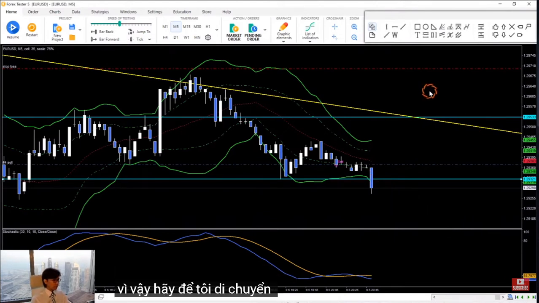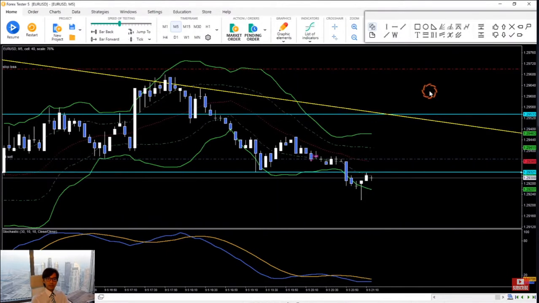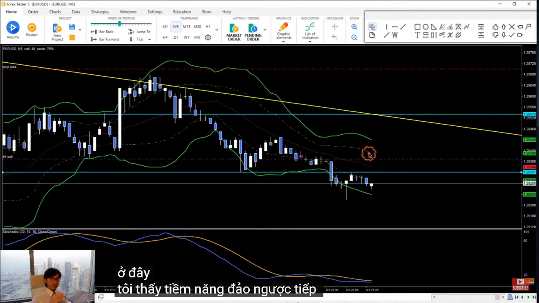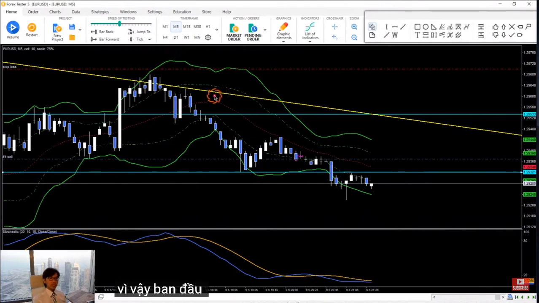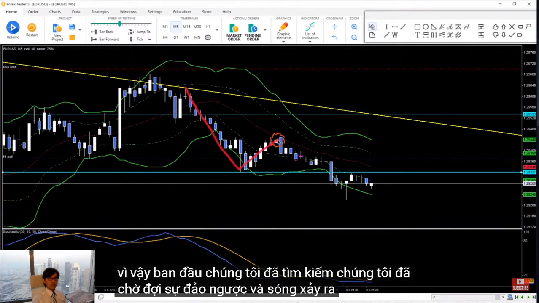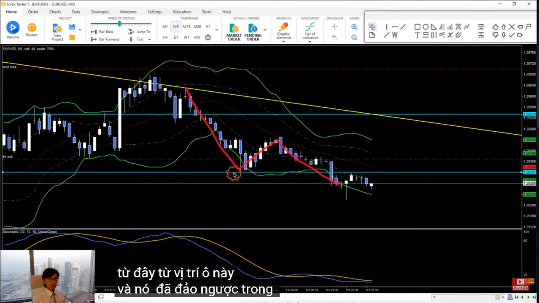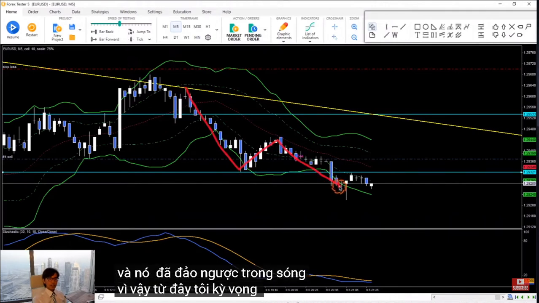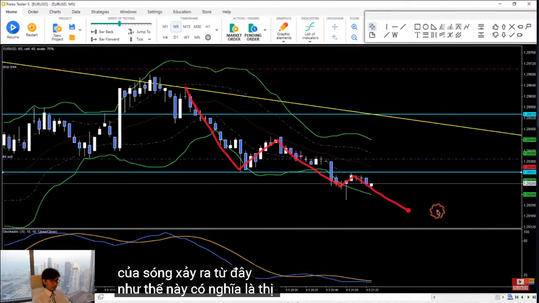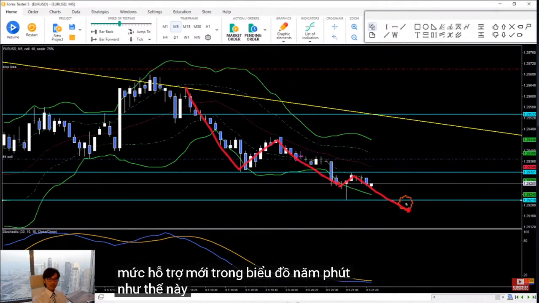So let me move the candles a bit more. Okay, the market's trending down this way. So here I see the potential next reverse in the wave. Initially we were waiting for the reverse in the wave to happen from this sell position, and it did. So from here I expect the second reverse in the wave to happen from here, like this, meaning that the market breaks the new support level in the 5-minute chart, like this.